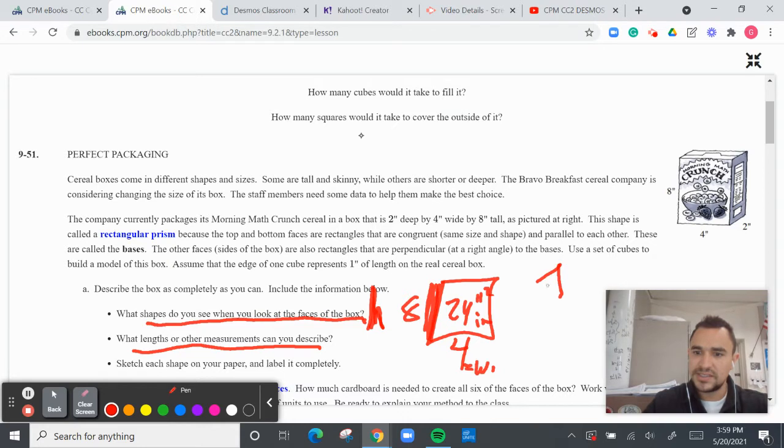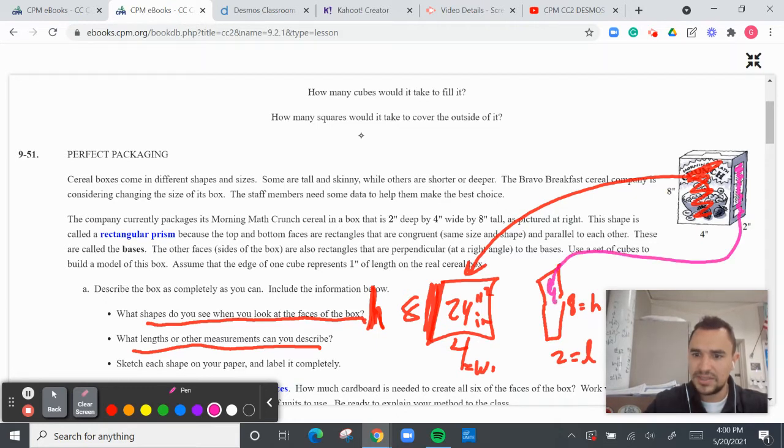There's another face, and this is going to be 2 in length, and it's going to be 8 in height. So this is the front side. That's the front side, and then this pink side is going to be this side. So just so you can match that up.